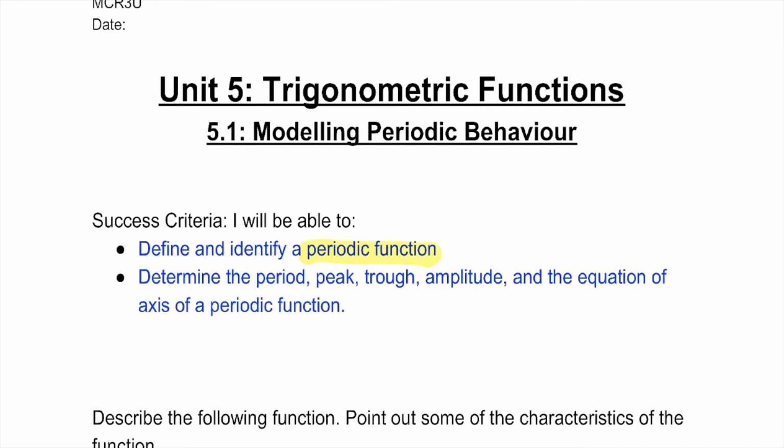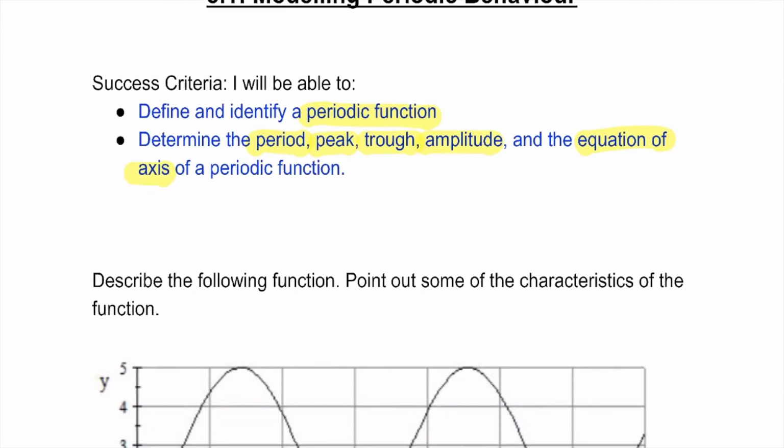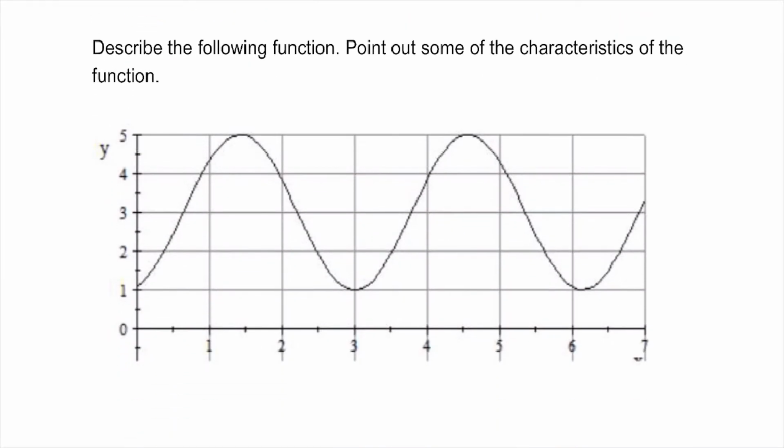And secondly, once we see a periodic function, define and determine what the period is, the peak, the trough, the amplitude, and finally the equation of axes of that periodic function. So before we begin looking at some of the details, let's look at some of the observations of this function. First of all, we note that it is a function because of the vertical line test. Only at one point does the line cross the graph.